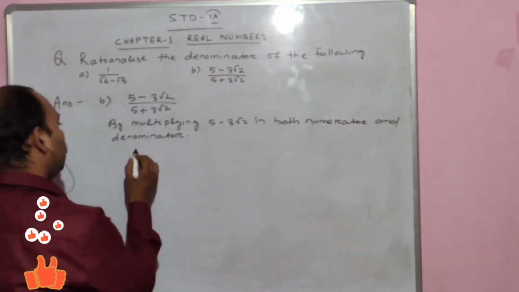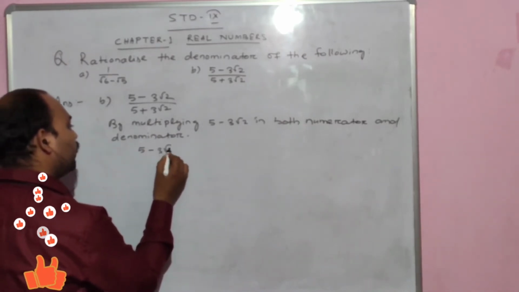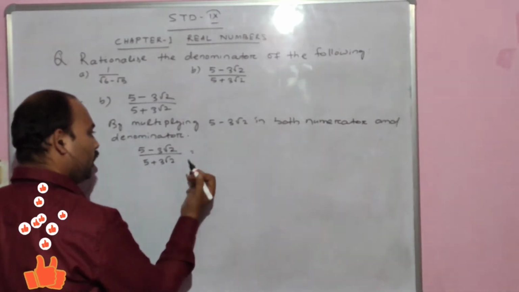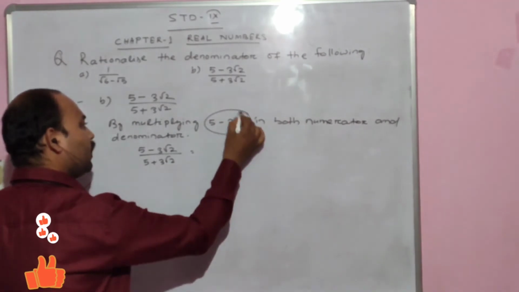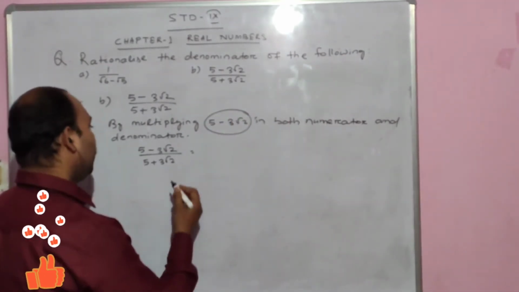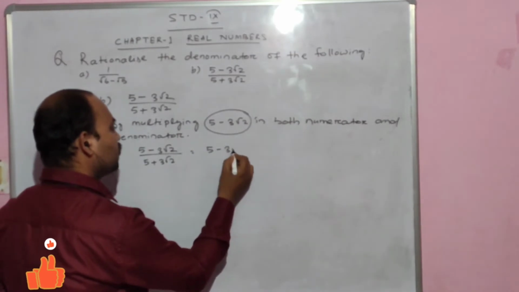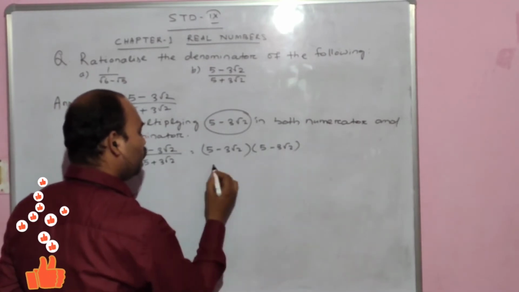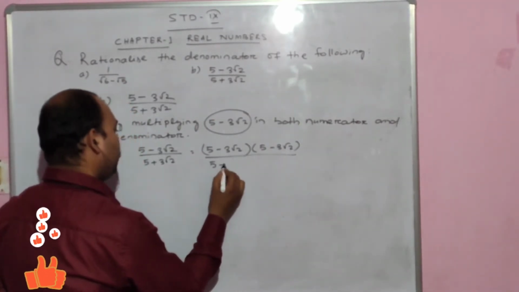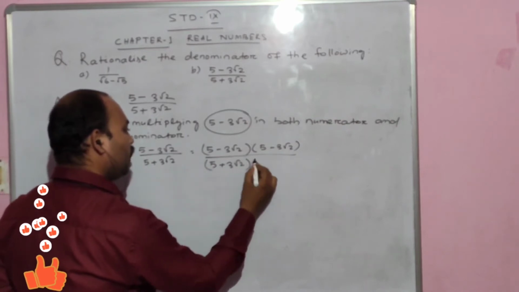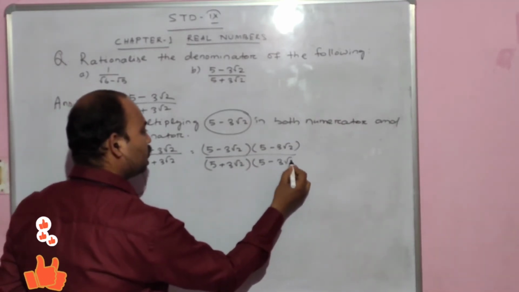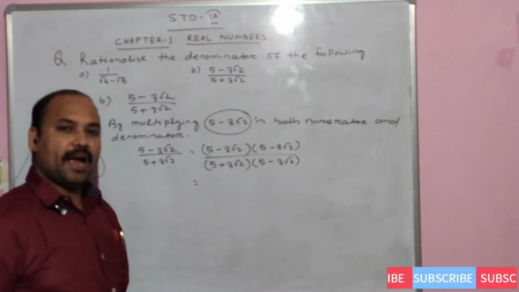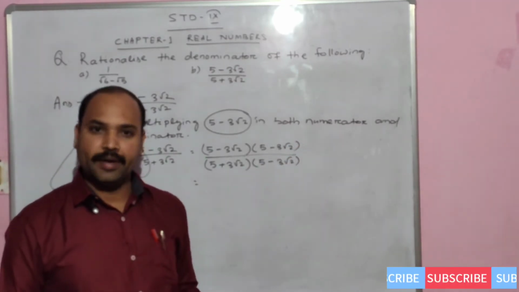What will we get? Now (5 - 3√2)/(5 + 3√2), we have to multiply this number with both numerator and denominator. So (5 - 3√2) × (5 - 3√2) over (5 + 3√2) × (5 - 3√2). Okay? So here we multiplied 5 - 3√2 in both the numerator and denominator.